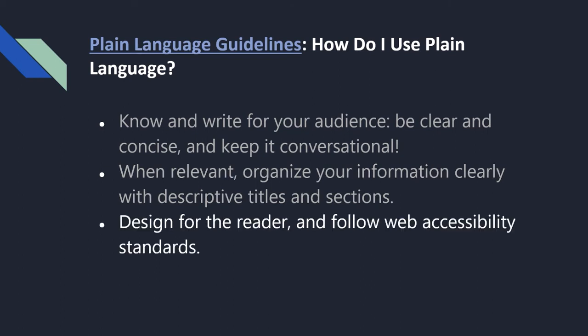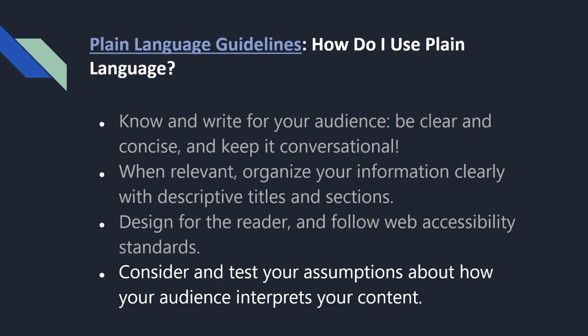Third, design for the reader and follow web accessibility standards. As more and more platforms incorporate accessibility tools into their apps and websites, creating accessible social media posts is becoming easier than ever. Tip number 4, consider and test your assumptions about how your audience interprets your content. For example, more and more audiences are looking for videos with subtitles and captions so that they can watch those videos, standing in line at the grocery store, without having to turn up their volume or pull out their headset.